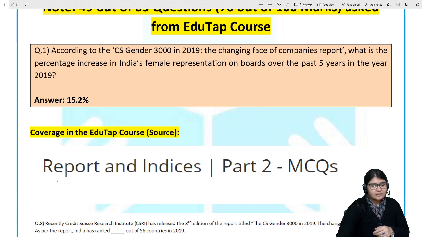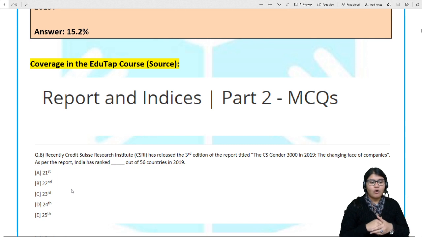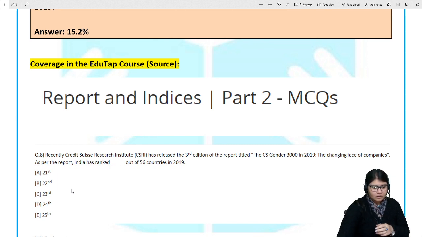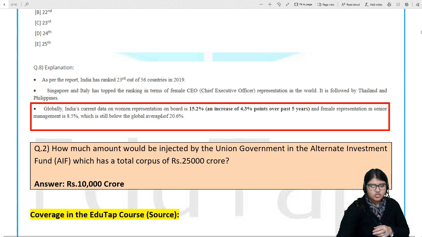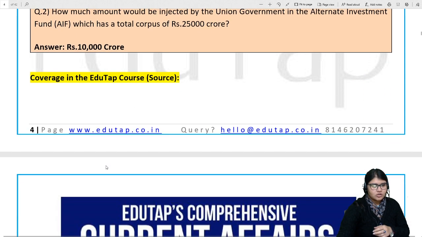So you can see here that we had provided few MCQs on report and indices. So in that part 2, we have covered this particular news. And here you can see in the explanation part very clearly, India's current data on women representation on board is 15.2%. Next, moving on, second question on your screen.